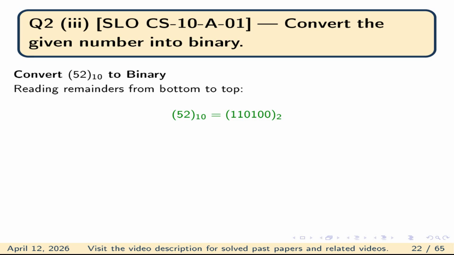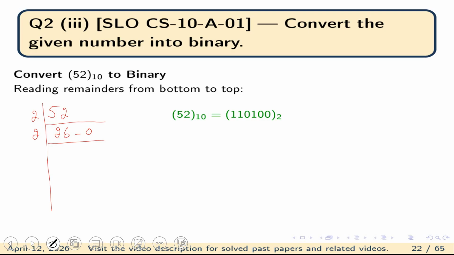Next one is question number 2. Third part, convert the given number into binary number system. 52 is in decimal, convert it into binary. What you will do, you will divide 52 with the base in which you are going to move. You are moving to binary number system, so you divide by 2. Then 52 divided by 2, answer will be 26 and 0 should be the remaining value.